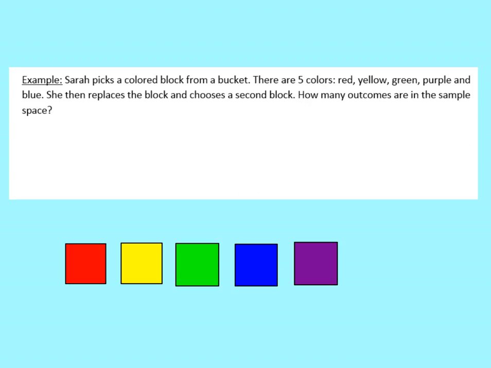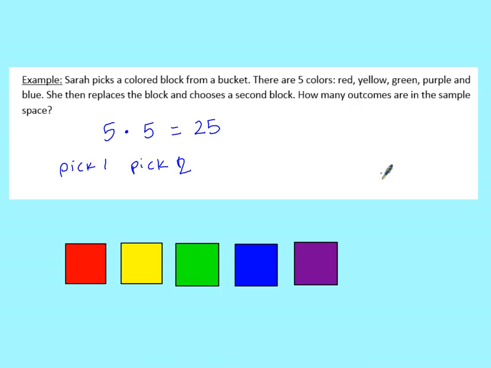Looking down at the next example, it says Sarah picks a colored block from a bucket. There are 5 colors: red, yellow, green, purple, and blue. She then replaces the block and chooses a second block. How many outcomes are in the sample space? Reaching into her bucket with these 5 blocks, she could pull out any of these 5. So on that first pull, she could pull out 5 different colors. Then she's going to put it back, and there's still 5 different possible colors for that second pull. So again, there's 5 outcomes. Multiplying these 2 separate experiments together from pick 1 and pick 2, she has 25 possible outcomes here. 5 times 5 gets us 25.